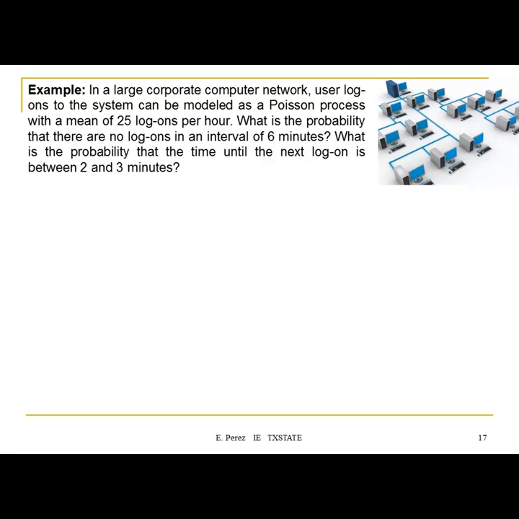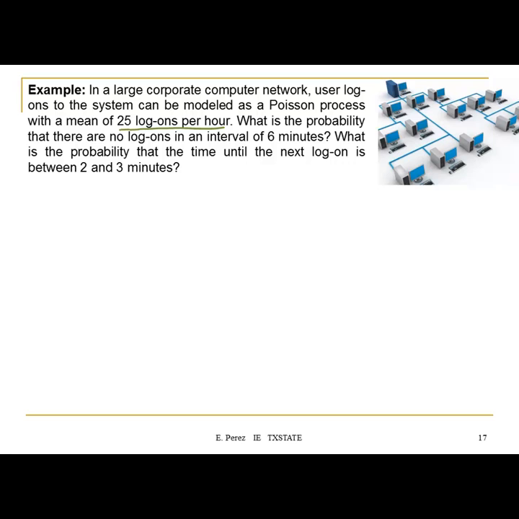So here we have another example. Suppose in a large corporate computer network, user logons to the system can be modeled as a Poisson process. So you have a certain number of logons happening within this time period, with a mean of 25 logons per hour. What is the probability that there are no logons in an interval of 6 minutes? And what is the probability that the time until the next logon is between 2 and 3 minutes?